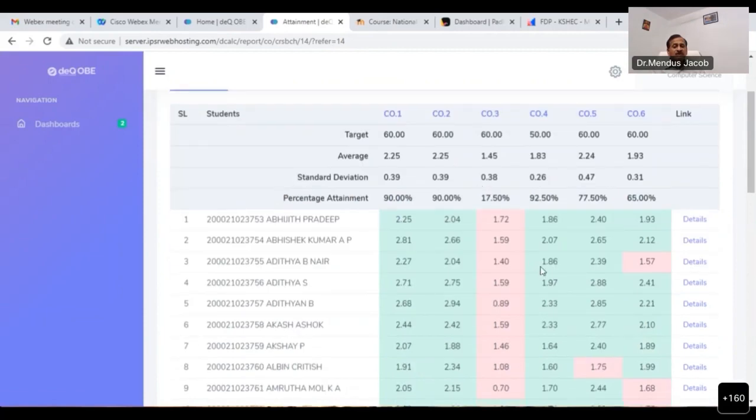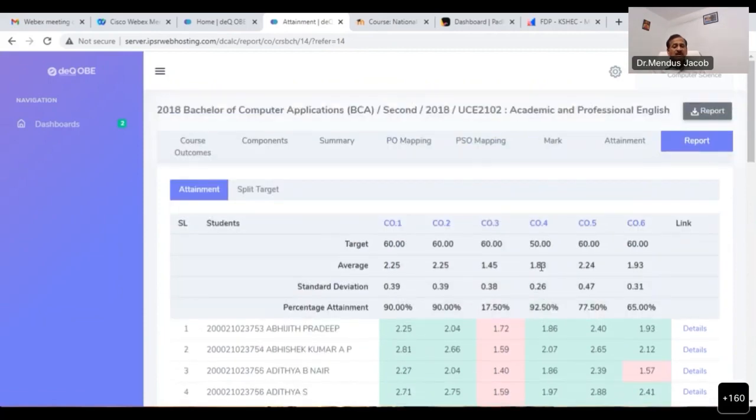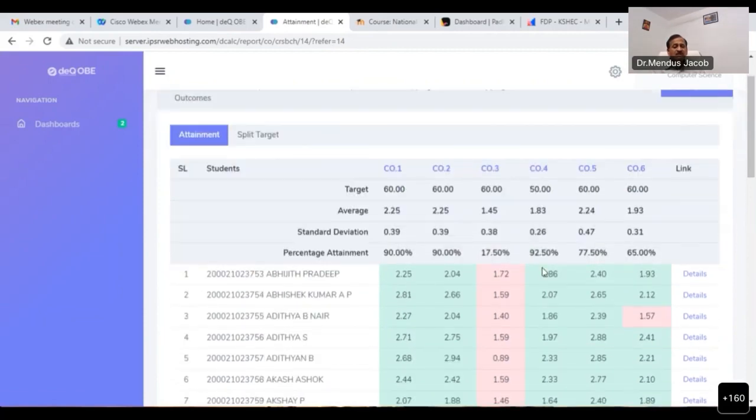And these reports are very useful for accreditation purposes. This is again an example I will tell you. We have fixed the target for CO1 as 60%. That means there should be 60% attainment for CO1. If there are 30 students or 50 students in the class, all the students should at least achieve that 60% target. For CO2 also, we can fix a target like that. CO3, CO4, we have already fixed the target.